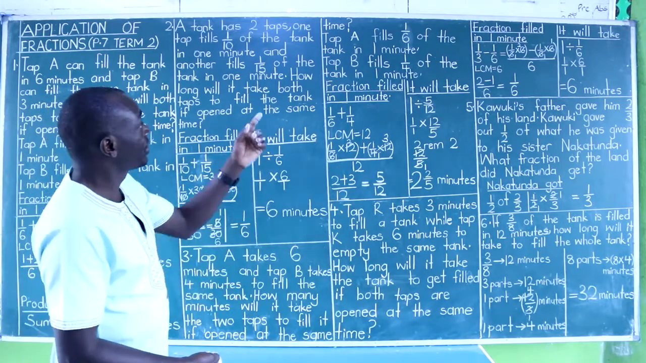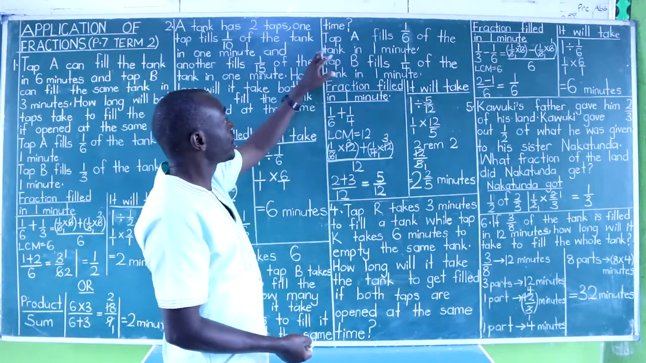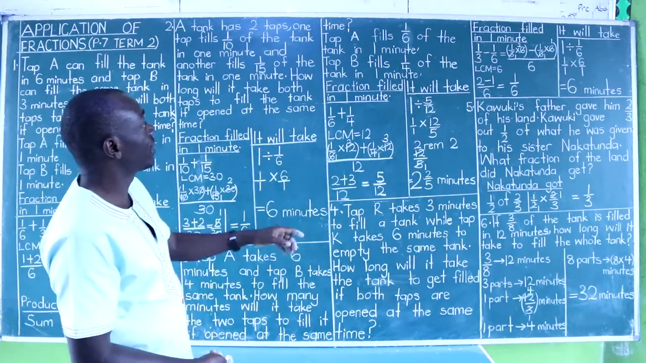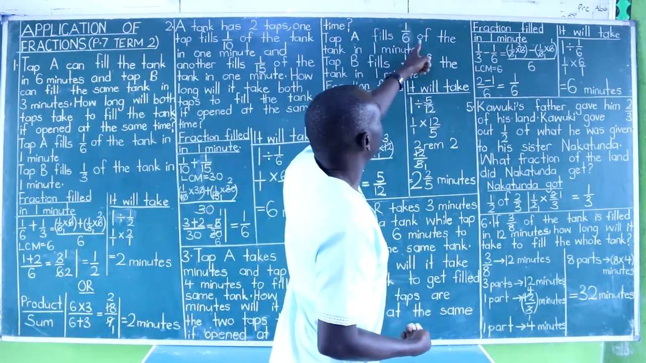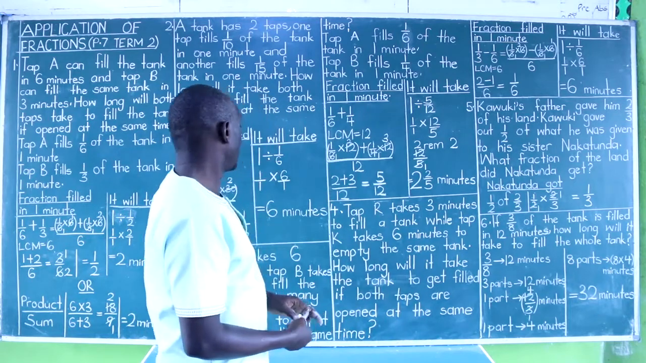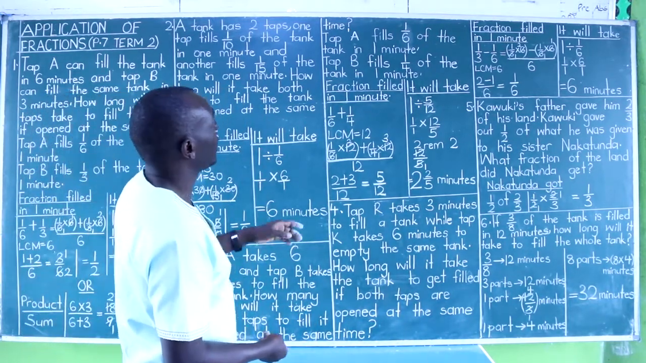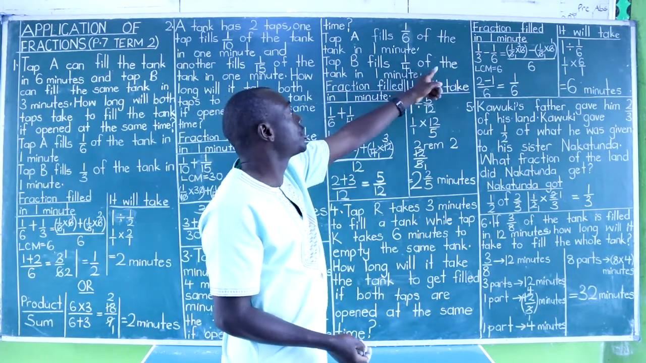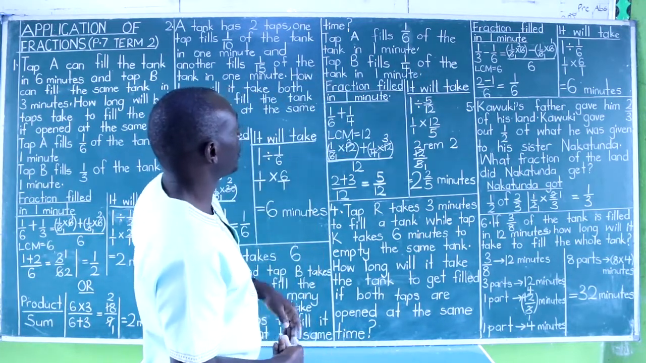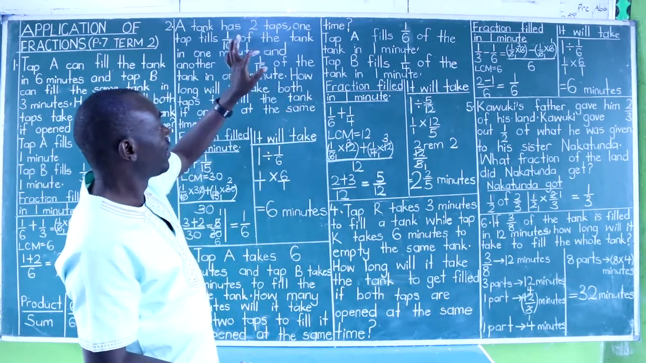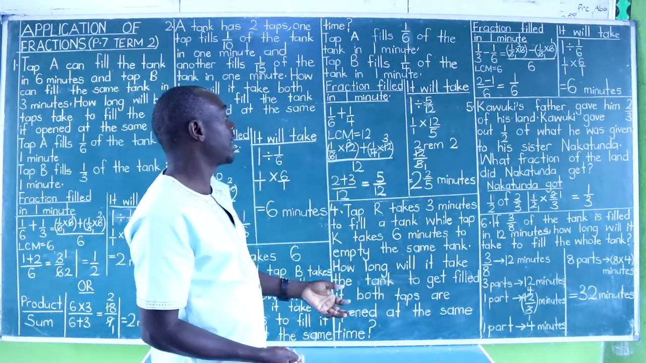So we start with the application of fraction. To say now that tab A takes 6 minutes to fill the tank, you say tab A fills a sixth of the tank in 1 minute. And tab B takes 4 minutes to fill the same tank. You say tab B fills a quarter of the tank per minute. Then you say fraction filled in 1 minute, you get the determinant, a 6th added to a quarter.